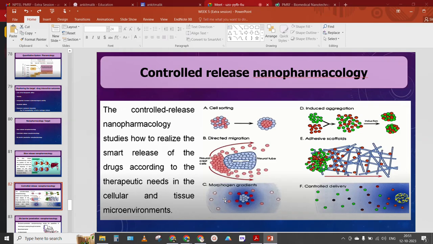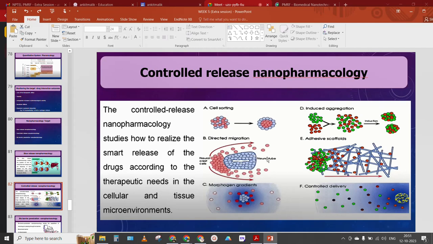Here we have terms like cell sorting, directed migrations, morphogenic gradients, induced aggregations, adhesive scaffolds, and controlled delivery. Controlled delivery from nanopharmacology studies how to realize the smart release of the drug according to the therapeutic needs in cellular and tissue microenvironments.